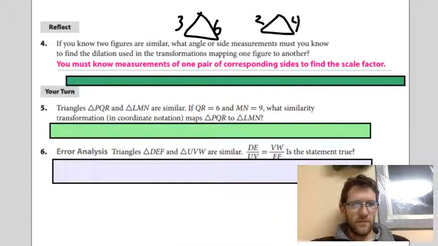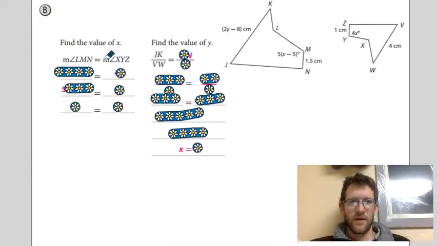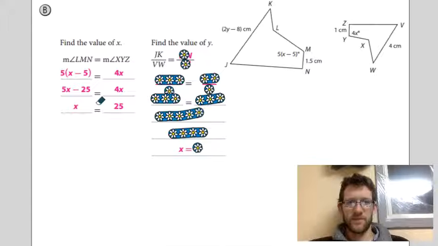Okay, I'm going to skip 5 and 6. We're going to skip ahead a little bit. Go down here. Let's do this one. Okay, so again, we know that these figures are similar. So if we were to calculate for x, we can just set the corresponding angles equal to each other. So angle y is congruent to angle m. Therefore, we can say that 4x equals 5 times x minus 5. At this point, it becomes an algebra problem, right? Divide both sides by 5 or distribute, something like that. And then we can solve for x.